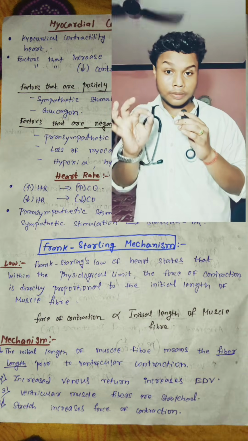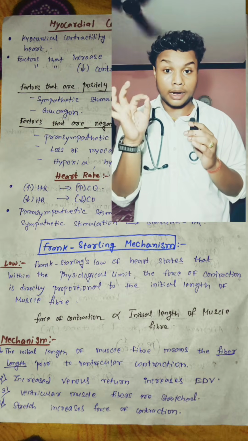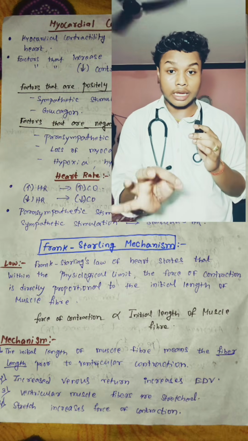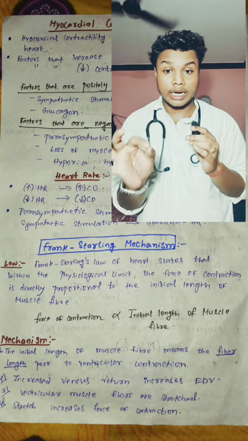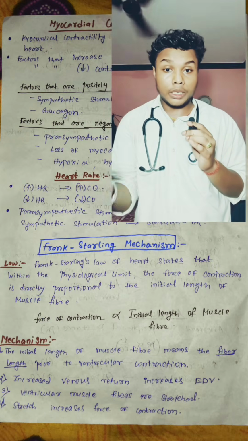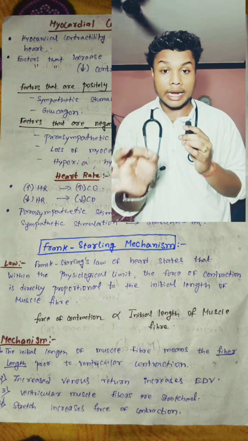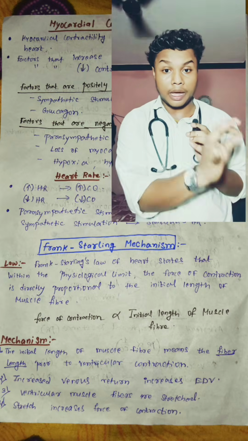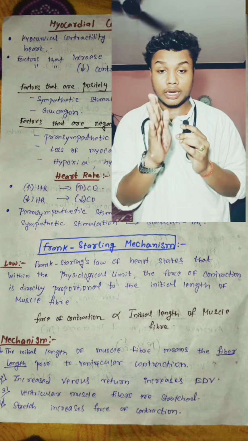Frank-Starling mechanism. Now, what is Frank-Starling mechanism? The Frank-Starling's law of heart states that within the physiological limits, the force of contraction is directly proportional to the initial length of cardiac muscle fiber. Again, within the physiological limits, the force of contraction is directly proportional to the initial length of cardiac muscle fiber.